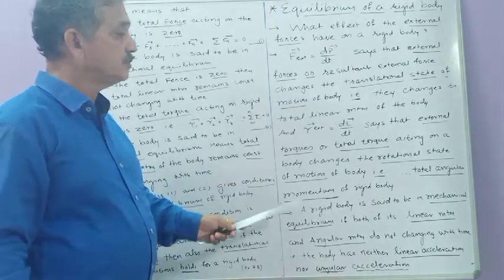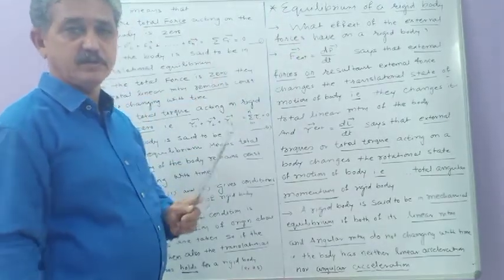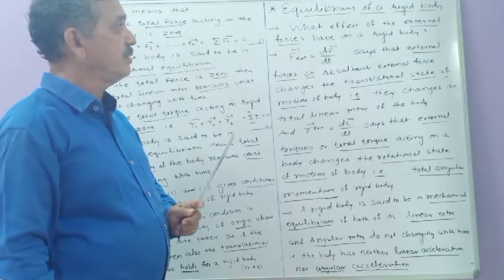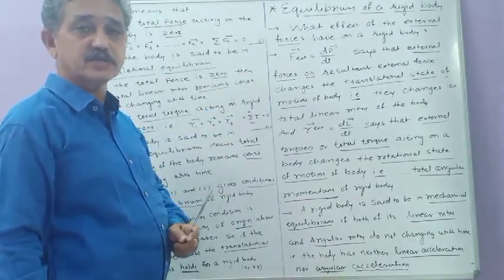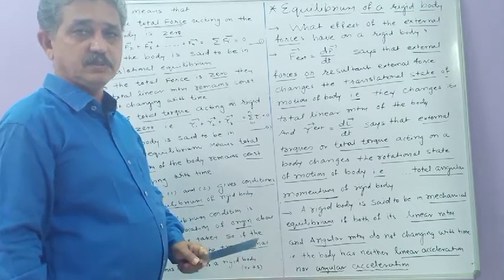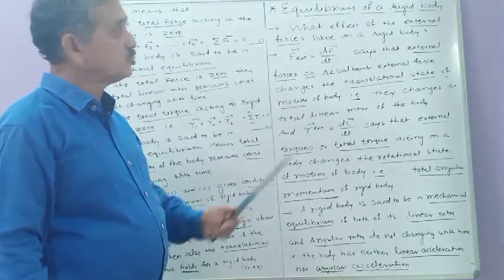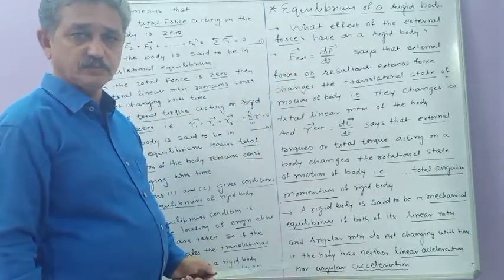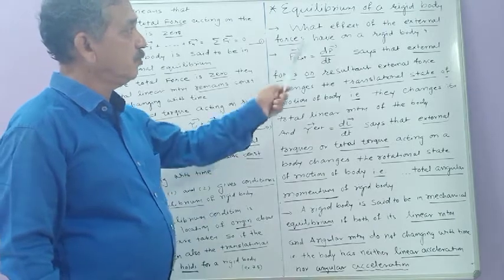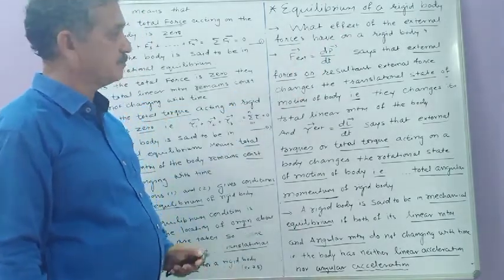Now on the basis of these topics we have to discuss the equilibrium of a rigid body. So what is equilibrium of a rigid body? That is, mechanical equilibrium of a rigid body. Under which condition can you say the body is in mechanical equilibrium? Actually, we have to see the effect of external forces on a rigid body. What effect do the external forces have on a rigid body?